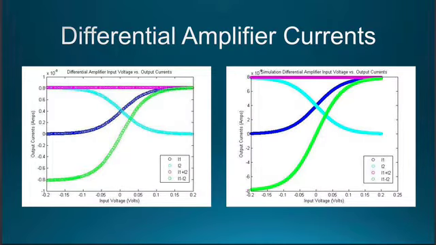These are the graphs for the differential amplifier currents. This shows input voltage versus output current. On the left is the measured data, and on the right is the simulation data. These graphs show I1, I2, I1 plus I2, and I1 minus I2. You can see the data is very similar.